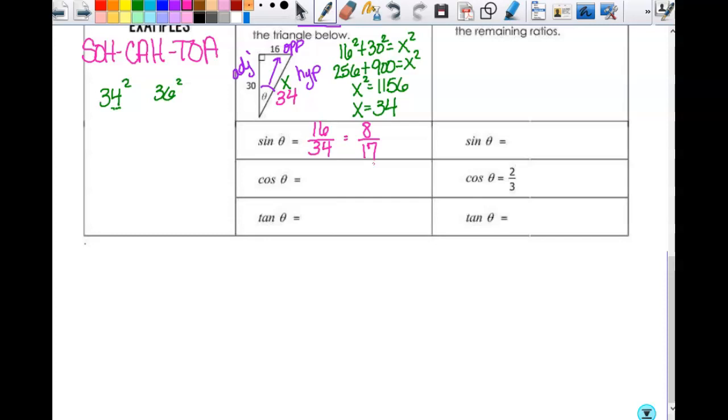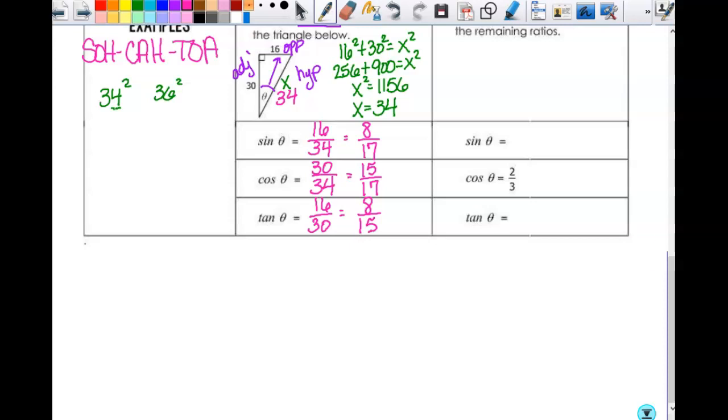So then cosine of theta is adjacent over hypotenuse. That'd be 30 over 34. And that reduces to what? 15 over 17. Good. And then tangent theta, opposite over adjacent, that's going to be 16 over 30. And that gives you what? 8 over 15. Okay. All right, everybody okay with all that? That's just asking you for the ratios.